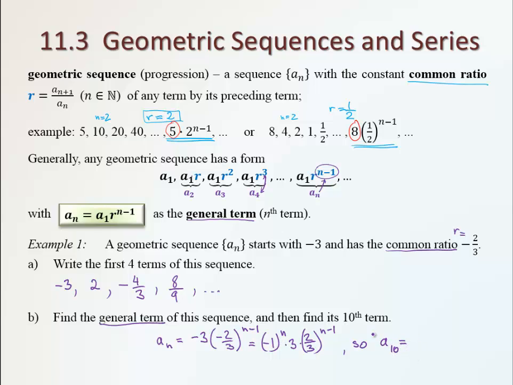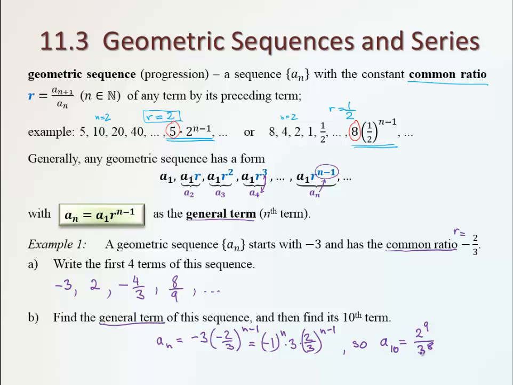Negative 1 to the 10 will be positive, so the overall answer will be positive. We don't have to worry about sign anymore. And now 10 minus 1, that's 9, so the numerator is 2 to the 9. And this 3 can be cancelled with 3 to the 9, so in the bottom we can write 3 to the 8. You may want to check on this by yourself.